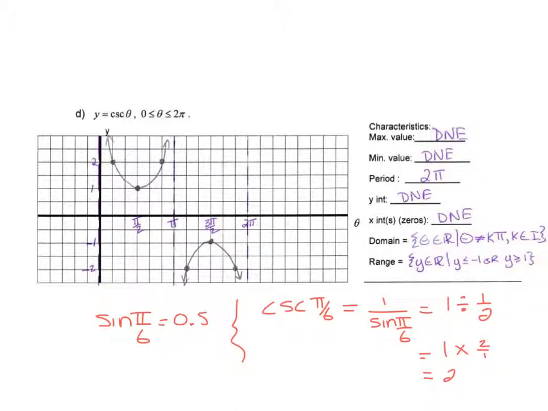If we take a look here, there's no maximum value because it goes up forever. There's no minimum value because it goes down forever. The period, again, it repeats every 2 pi. Since there's a vertical asymptote on my vertical axis, there's no y-intercept. There's no x-intercepts because it never crosses the x-axis. It should be the theta axis. And I actually remembered when I did the notes today, theta is an element of real such that theta can never be a multiple of pi, where k is an integer.